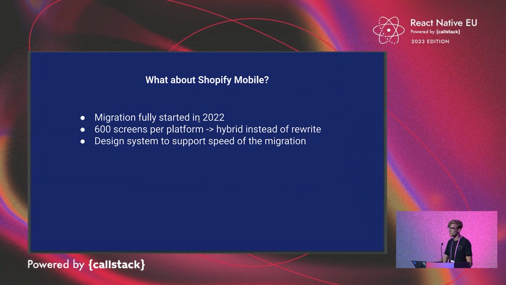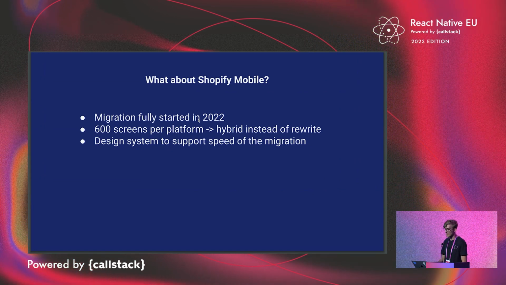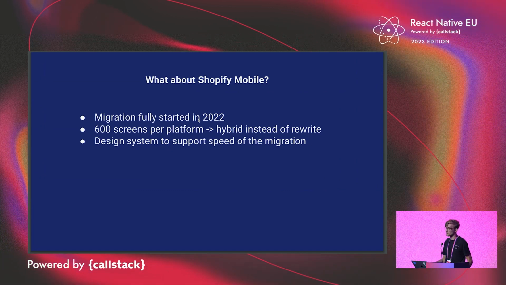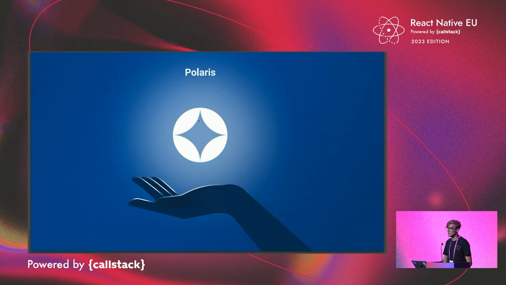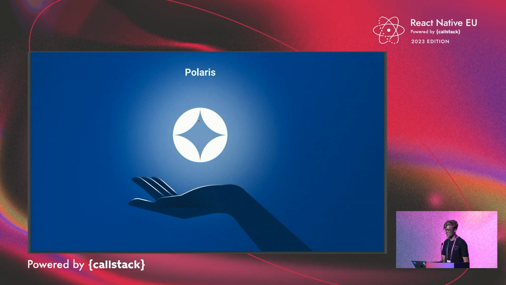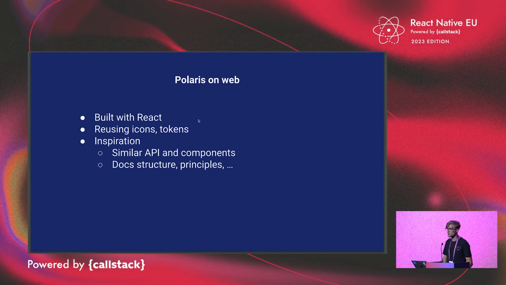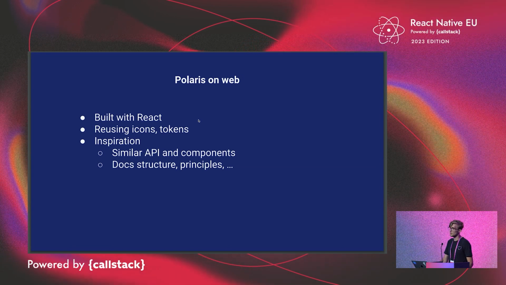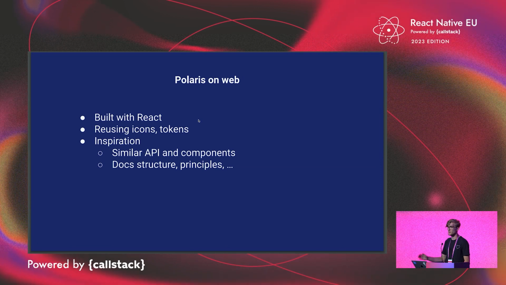One of the important things for supporting the migration and making it go fast was a good design system that allows developers to be really productive and fast. The design system at Shopify is called Polaris, and you actually might know Polaris even though the mobile one is internal, and that is because there is also Polaris on web, and this framework is actually open source since it can be used by third-party developers for creating Shopify apps.